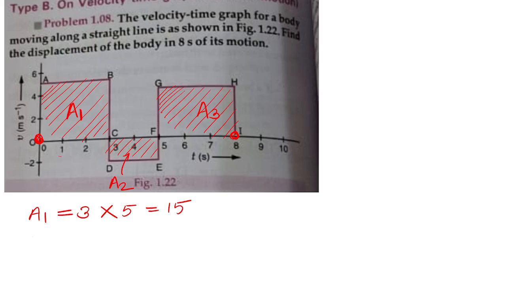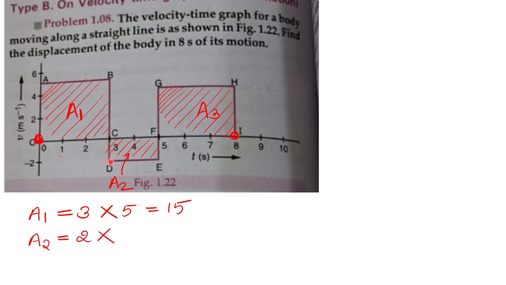Next, I am going to find out A2. You will automatically get A2 as negative, don't worry. A2 is also a rectangle, correct? Length into breadth will be the area. This point is 3 and this is 5. The distance between 3 and 5 is 2. You will automatically get a negative number, don't worry.